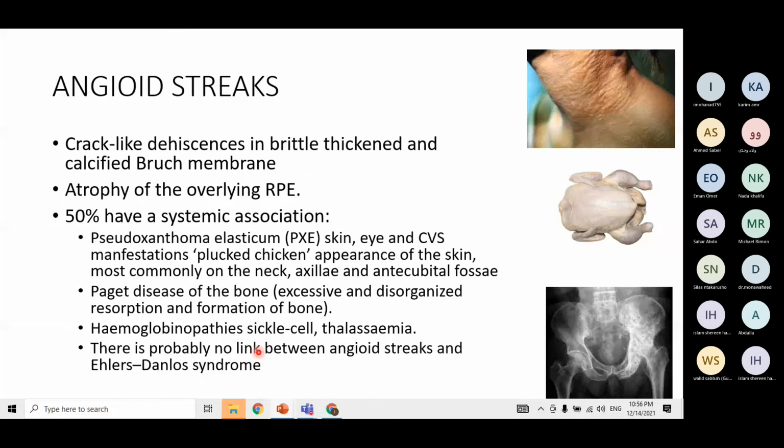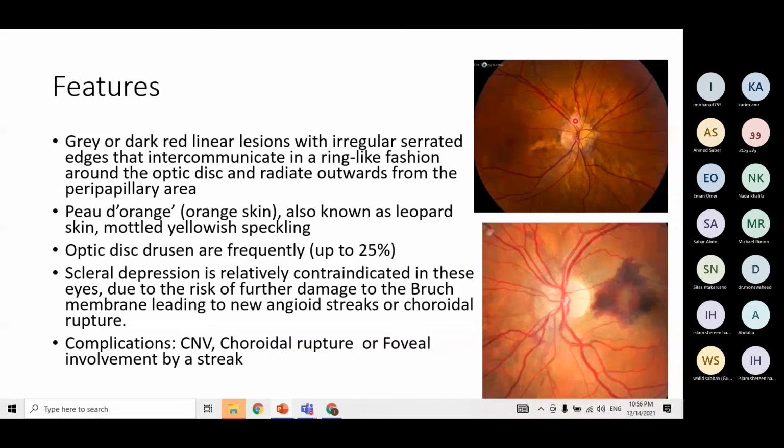Angioid streaks, as we said, are more common with pseudoxanthoma elasticum, Paget disease of the bone, hemoglobinopathies, and usually they appear as orange streaks emanating from the optic disc. The main problem is that they may develop secondary choroidal neovascular membrane or choroidal rupture at those areas.